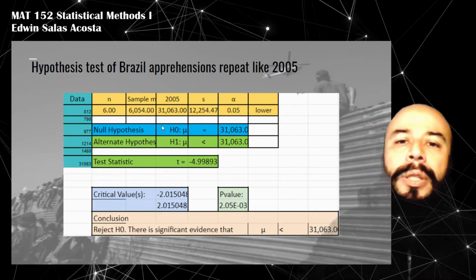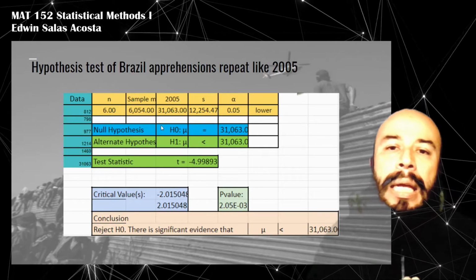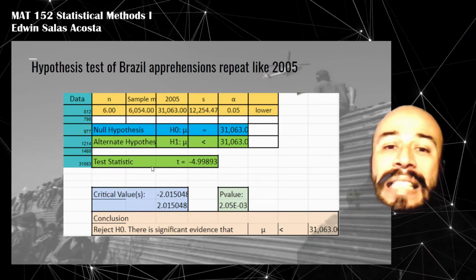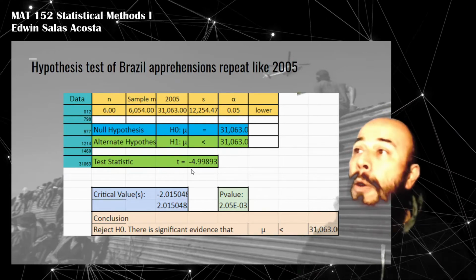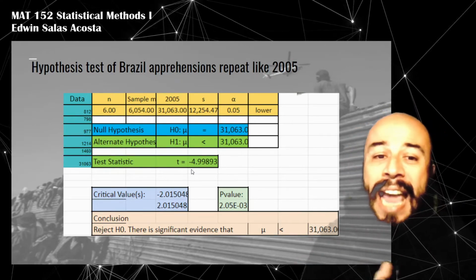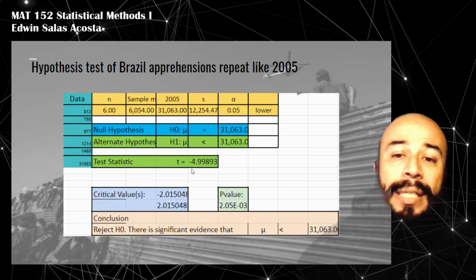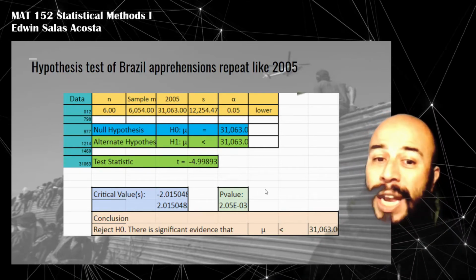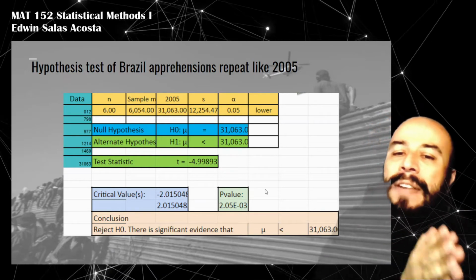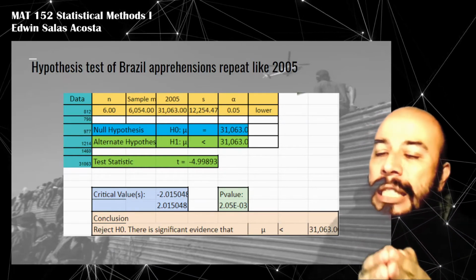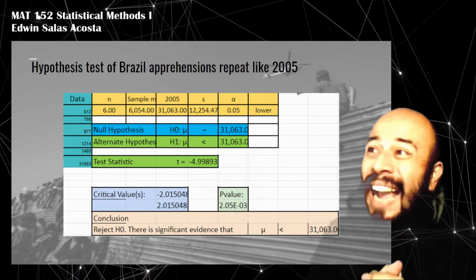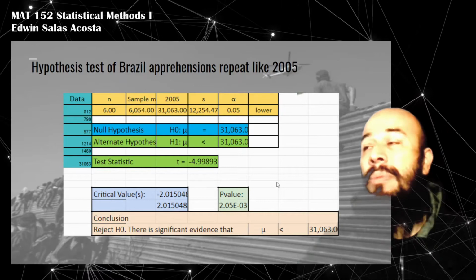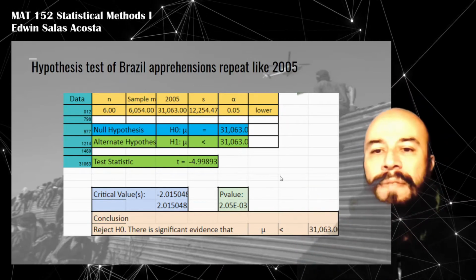Okay, the null hypothesis is that it is equal to 3,000 or lower, and the test statistic is less than 0.99 in the critical value. You can see the p-value. And the conclusion, what is it? It is to reject, because there is significant evidence that the mean is lower than 31,000 in this hypothesis test about whether the Brazil depression can repeat like in 2005.